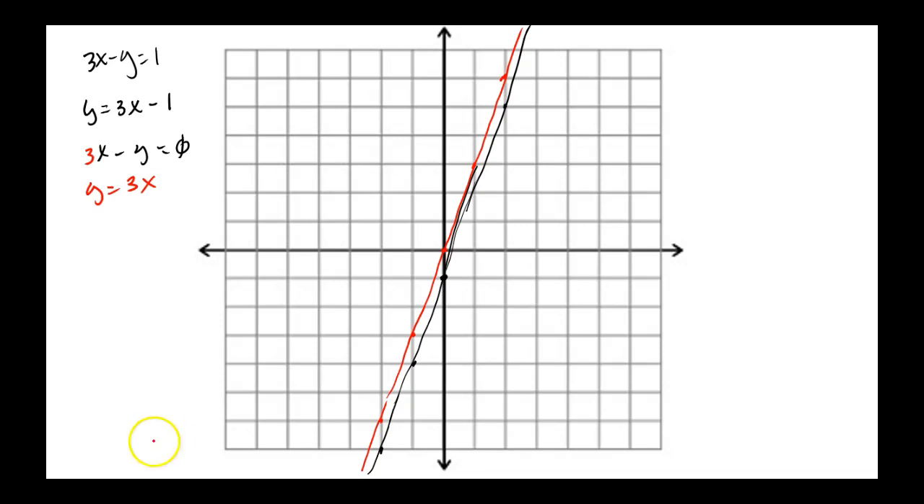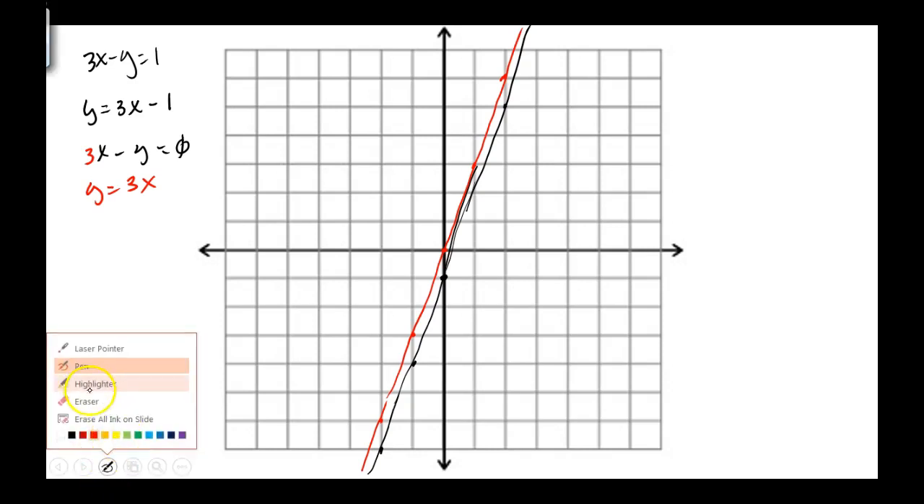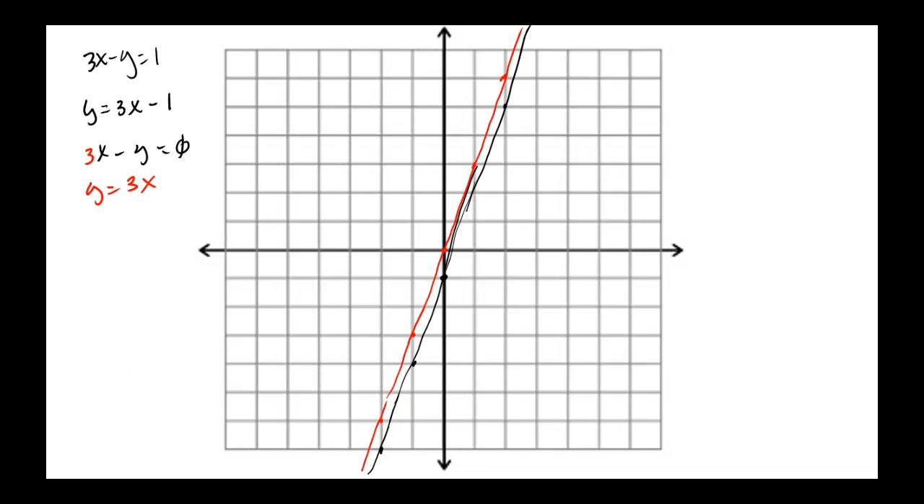Now, with the same first equation, we're going to now change the second equation again to be 6x minus 2y is equal to 2. Okay? And let's erase the reds here.